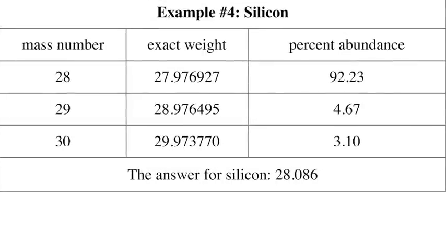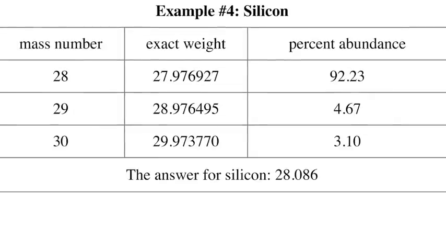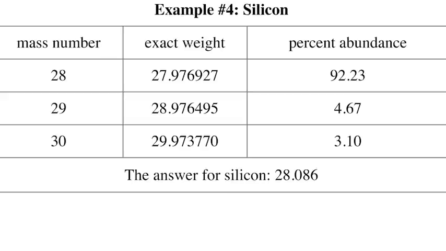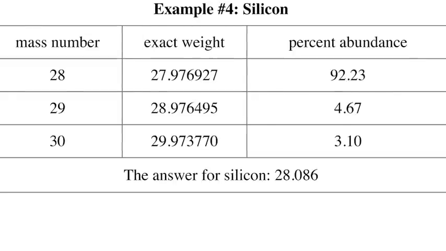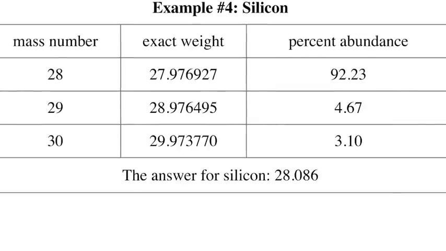Similar to the previous examples, silicon has three different isotopes, which are silicon 28, silicon 29, and silicon 30. Silicon 28 has an exact weight of 27.976927 grams and the percent abundance is 92.23. But silicon 29 has an exact weight of 28.976495 grams with a percent abundance of 4.67%. Silicon 30 has an exact weight of 29.973770 grams and a percent abundance of 3.1%.